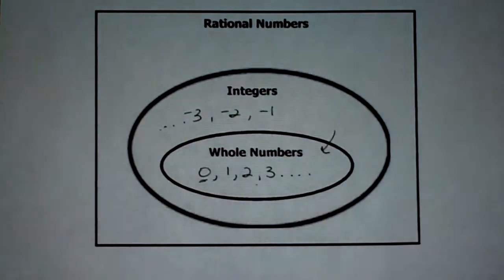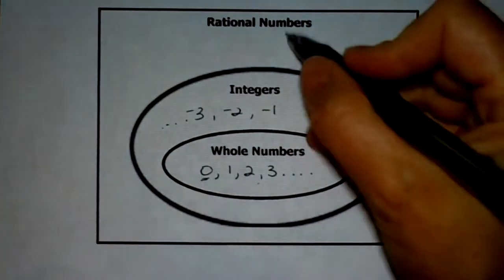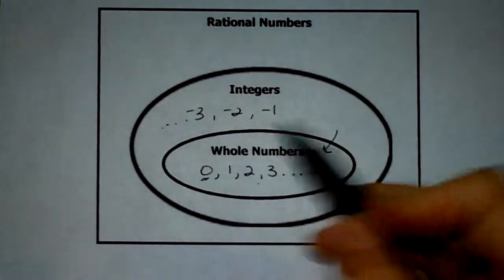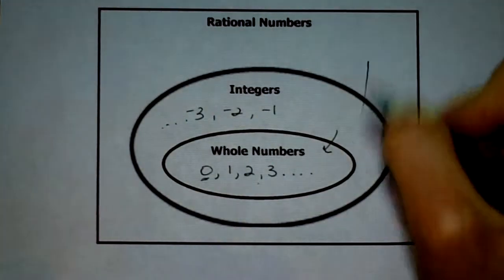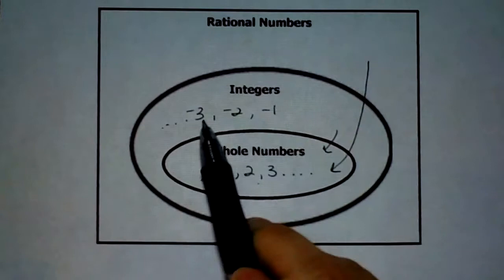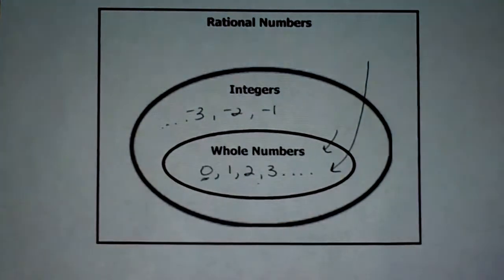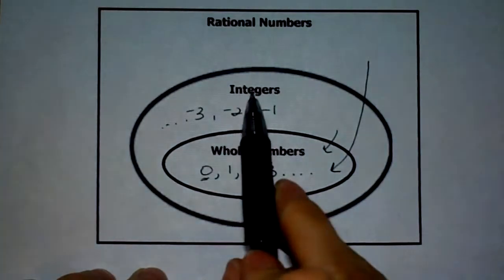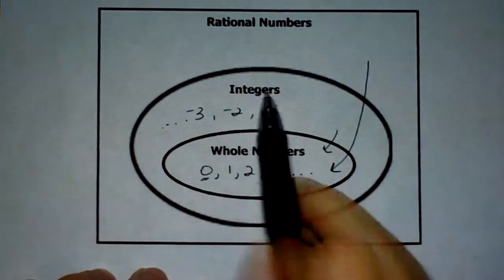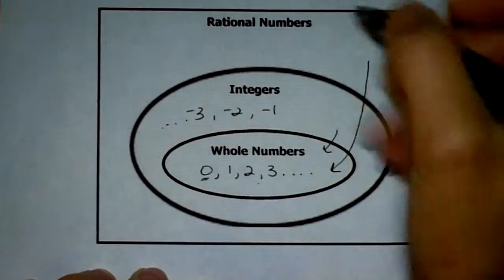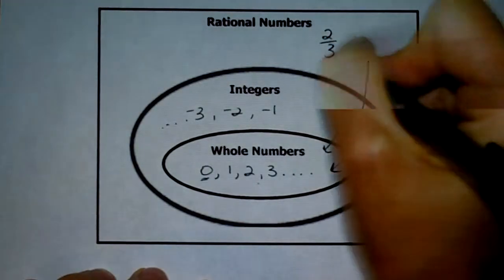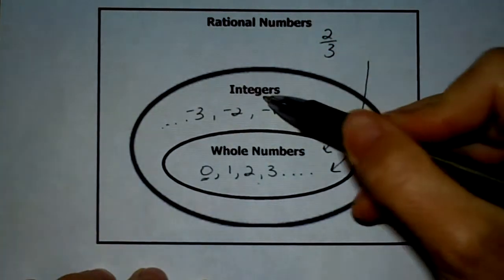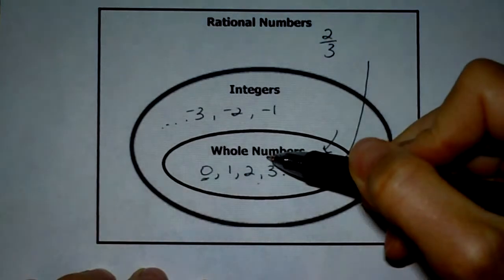As far as rational numbers go, they're any number that can be written as a ratio of two integers where the denominator is not 0. So rational numbers are going to include integers and whole numbers. All of these, if you put a 1 under them, can be written as ratios, right? Some other numbers that are only rational numbers would be like 2/3. 2/3 is not an integer and it's not a whole number.